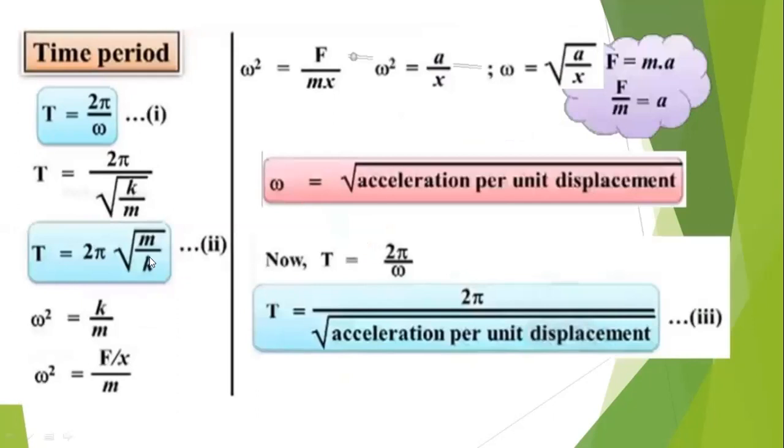Now calculate this periodic time in terms of acceleration. What is omega square? It is f upon mx, so omega square is equal to a upon x. Omega is the root of a upon x, the acceleration per displacement. Put the value of omega in the last equation and we get the periodic time in terms of acceleration per unit displacement. So T is equal to 2 pi under root x upon a. This is also an expression of the period.